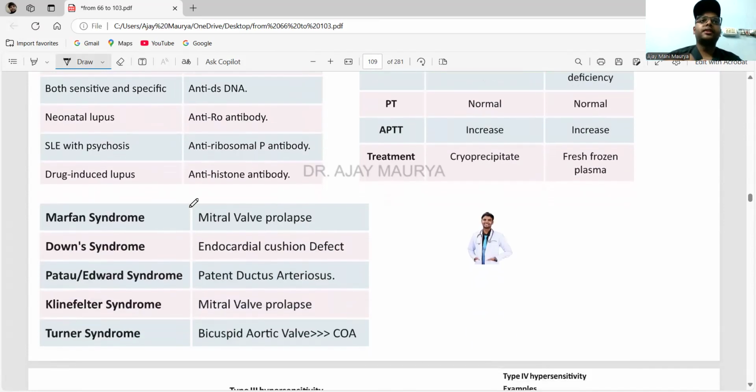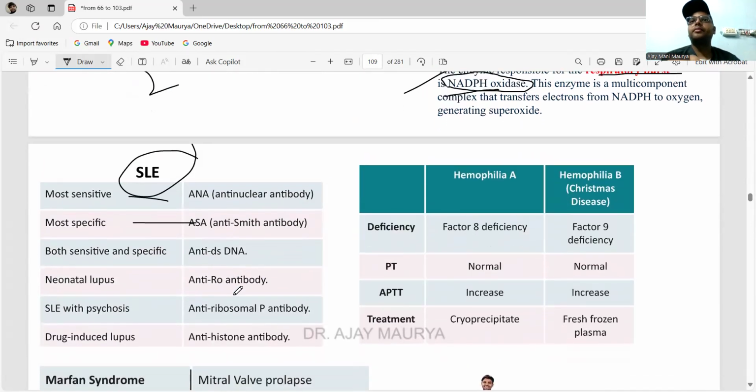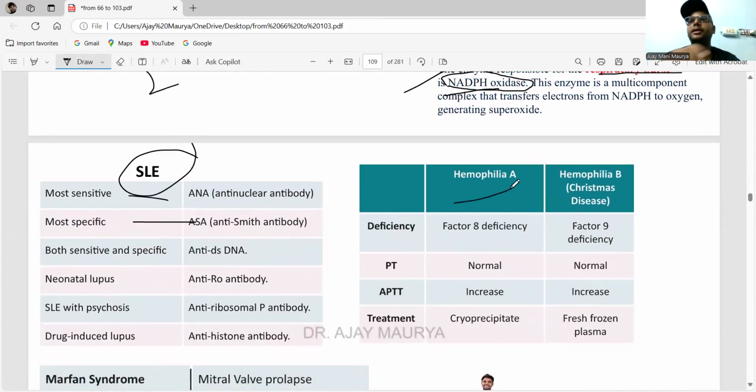Remember, from these syndromes there is a heart-related disease. More often, Marfan syndrome causes mitral valve prolapse. Down syndrome, endocardial cushion defect. For Patau and Edwards, we have patent PDA. Klinefelter, mitral valve prolapse. Turner syndrome, we will see the heart defect is the bicuspid aortic valve.